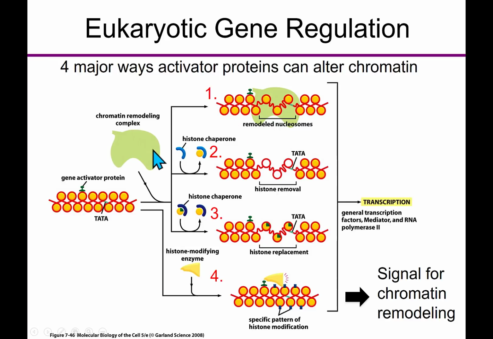The first 3 involve this chromatin remodeling complex where you move stuff around. Maybe you also use a histone chaperone. You can remove the histones. You can change the subunits. And the 4th method is this histone modifying enzyme method, and that actually produces signals for chromatin remodeling.